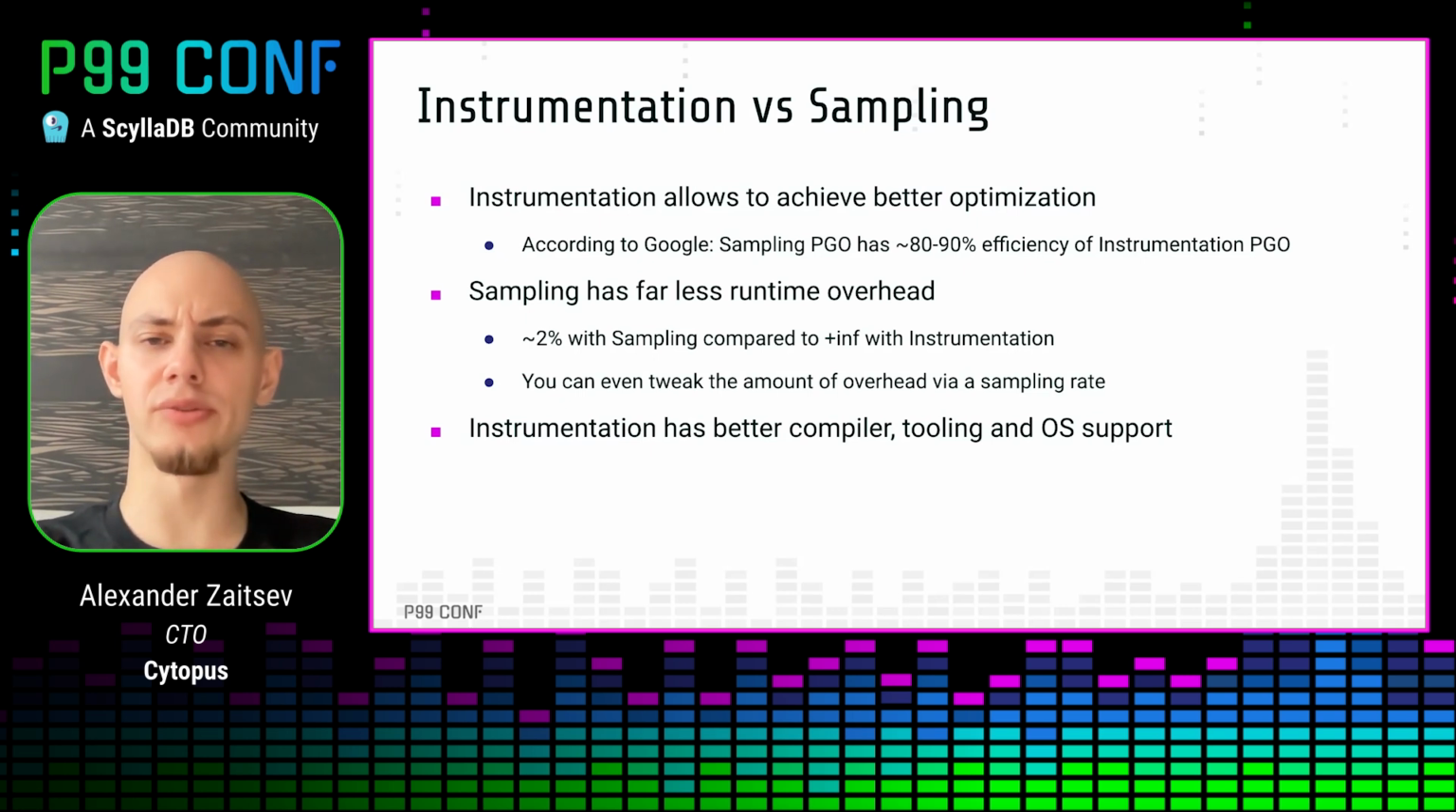main sampling PGO user, they care mostly about the Linux platform, and that's why, for example, the Microsoft C++ compiler MSVC doesn't support sampling PGO.